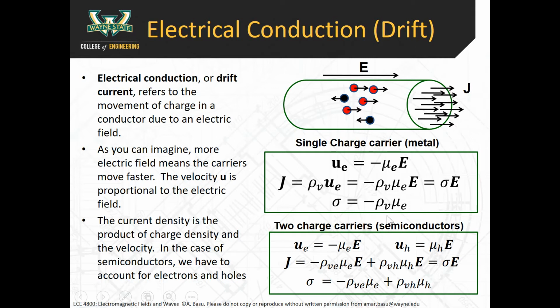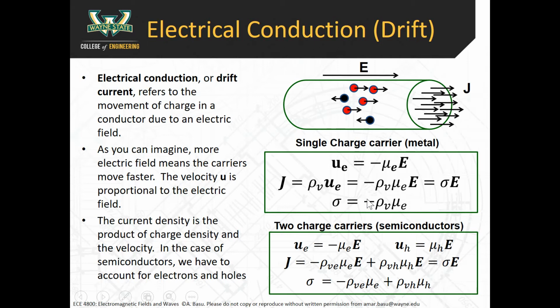The second part you have to think about is that current is not just about how many charges you have, but how fast those charges are moving. If the charges are moving very rapidly, that also means you have a lot of current. So that's why you have this velocity here. Current is basically the product of how many charges you have, rho v, times how fast those charges move, which is u.